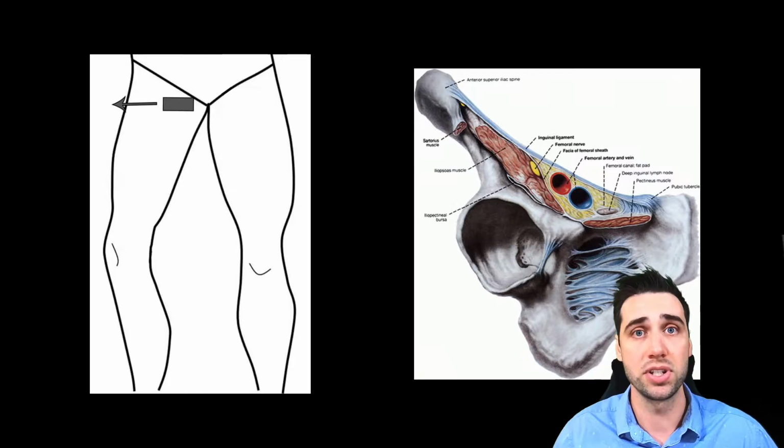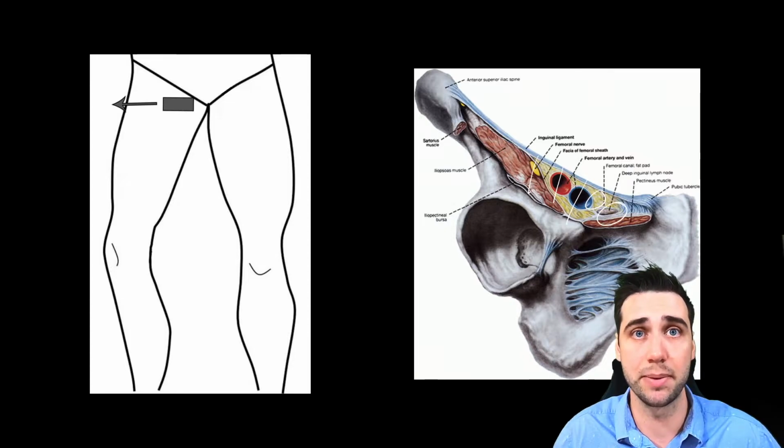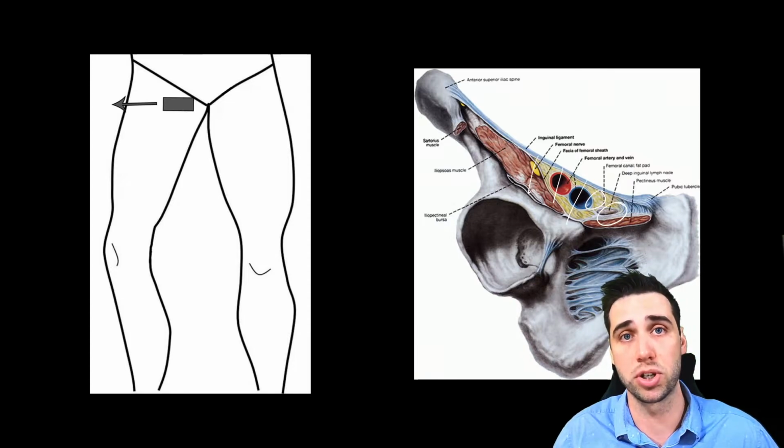So the first thing is to identify the anatomy. I use NAVEL to remember all the structures from lateral to medial. Right here you have nerve, artery, vein, and then empty space and lymphatics. That corresponds from lateral to medial: NAVEL.